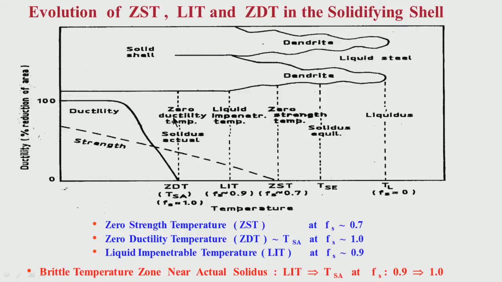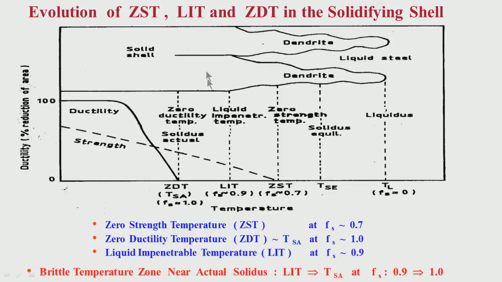This is called the zero ductility temperature, and zero strength temperature is around solid fraction of 0.7, we call it ZST. Zero ductility temperature more or less coincides with the actual solidus temperature. That means, at a solid fraction of 1, when solidification is just complete, only then does the strand start developing toughness or ductility. So, the temperature region near the solidus temperature is really the brittle temperature zone, because here if the cracks are forming, they cannot heal because the liquid steel is not there.